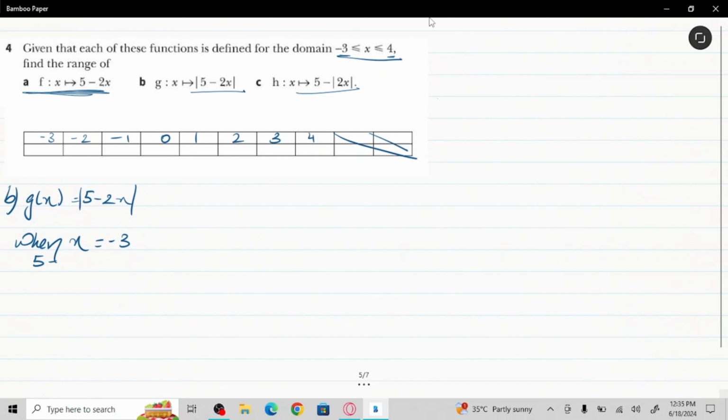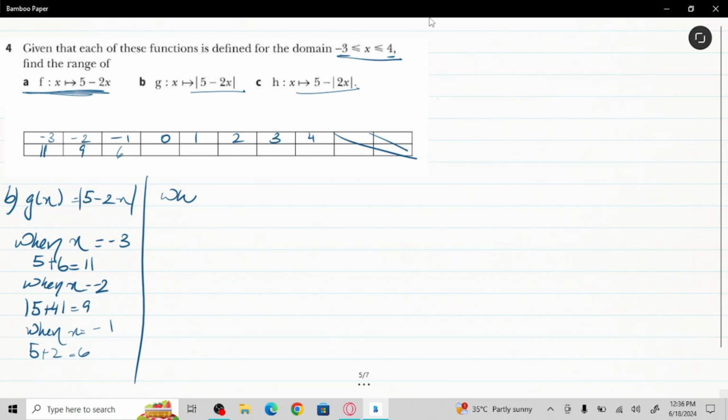5 minus 2 multiplied by negative 3 is 5 plus 6, which equals 11. Input 11. The second thing we do is when x equals negative 2: 5 minus 2 multiplied by negative 2 is 5 plus 4, which equals 9. Again, 9 here. When x equals negative 1, 5 plus 2 equals 7. Here we go, 6. When x equals 0, 5 minus 0 equals 5.